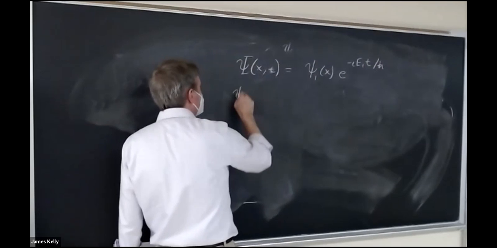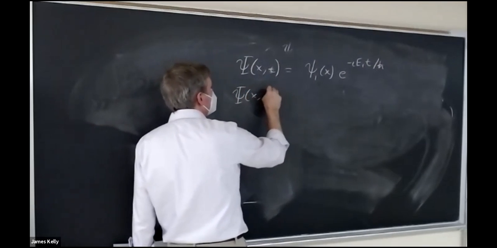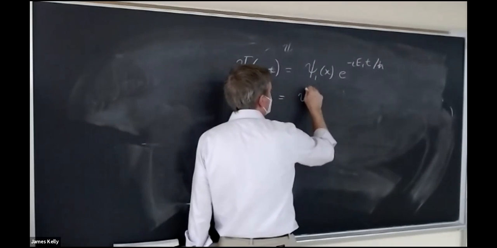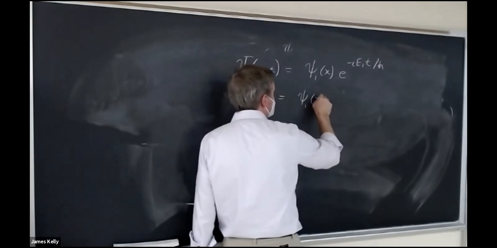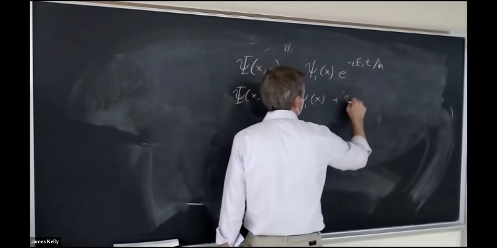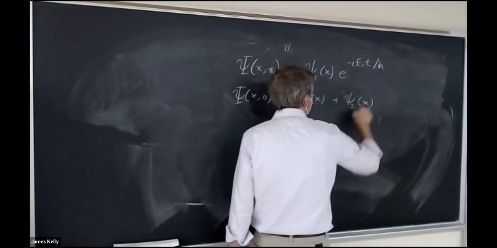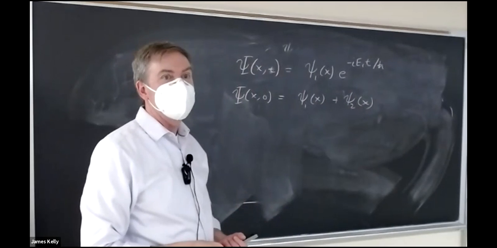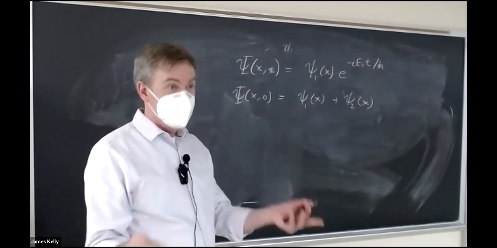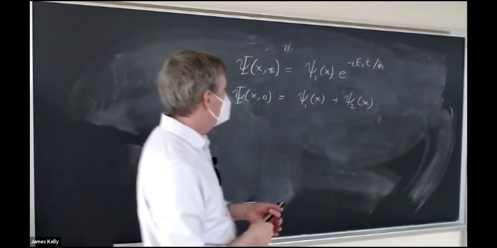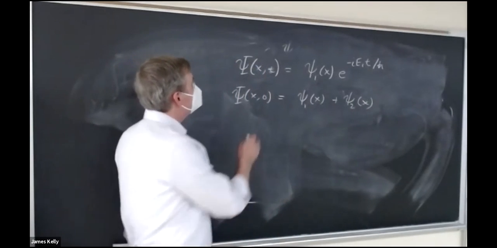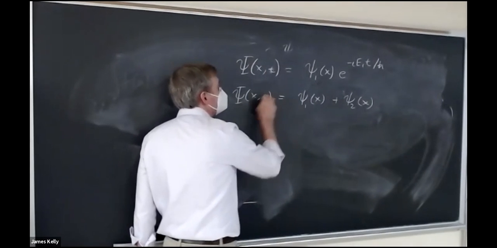Okay, let's do another example. Suppose at time t equals 0, we're in a linear combination. I know this won't be normalized, but let's not worry about that. Here it's in a linear combination of 2 stationary states. So it's not a stationary state, as we said before. It's in a linear combination of 2 stationary states. How do I now turn this into a formula for time dependence?